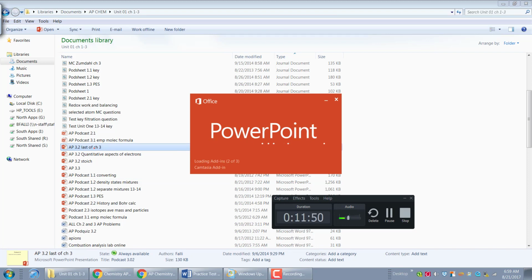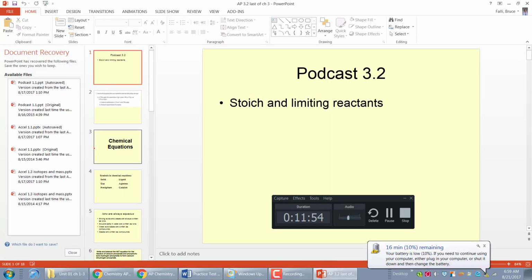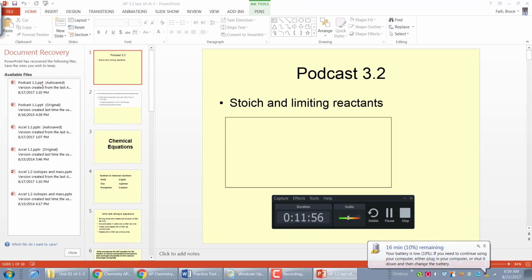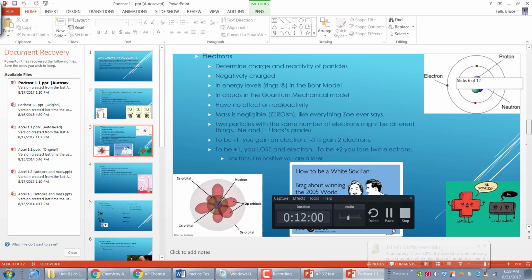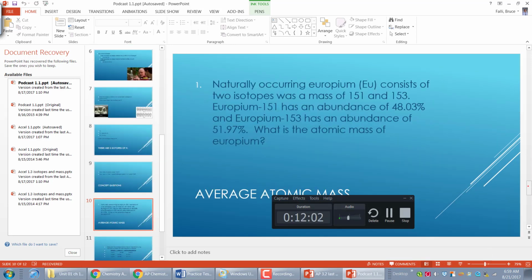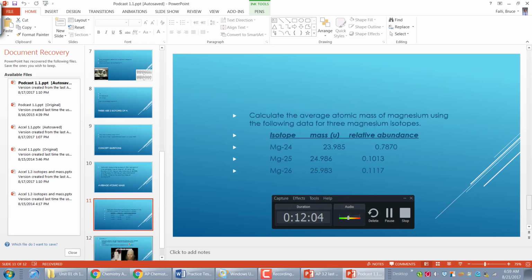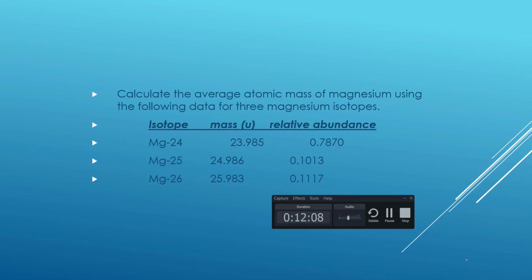This is a good place to stop. So we will do average atomic mass and roll that into the next one. I'll show you how to do average atomic mass.